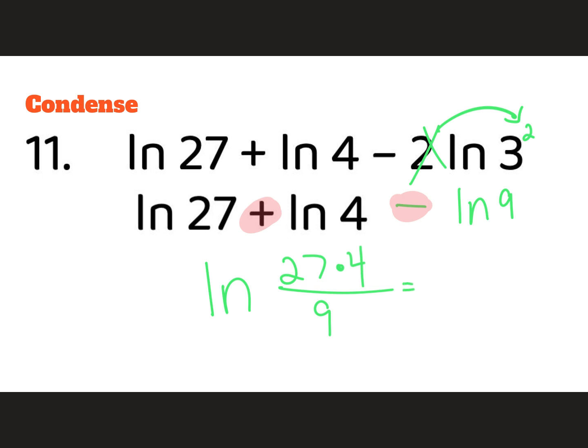This would be 27 times 4 over 9, which will become the ln of 12. And that's not a nice one that I know, but that's as simple as I can get it. You could toss it in your calculator and get a decimal approximation on that one.